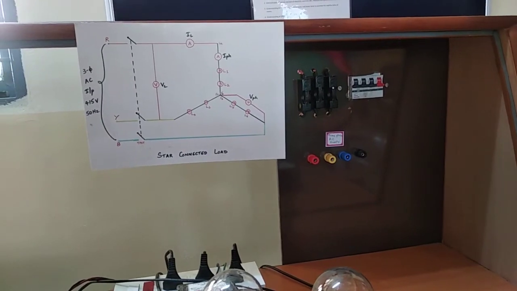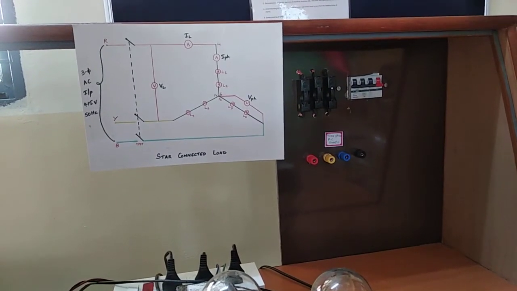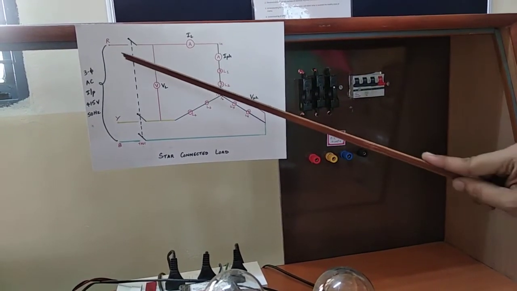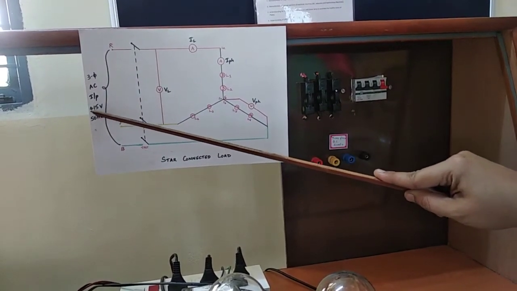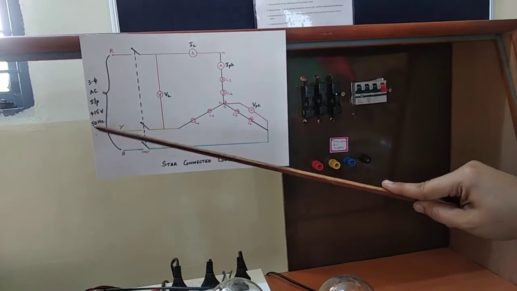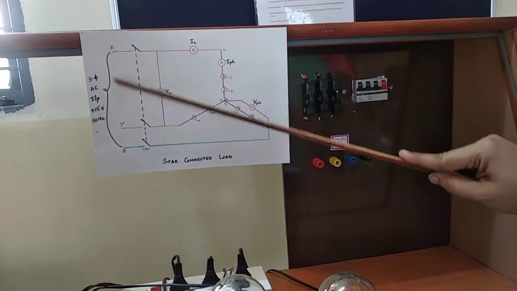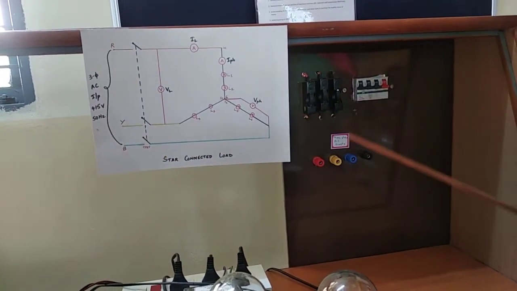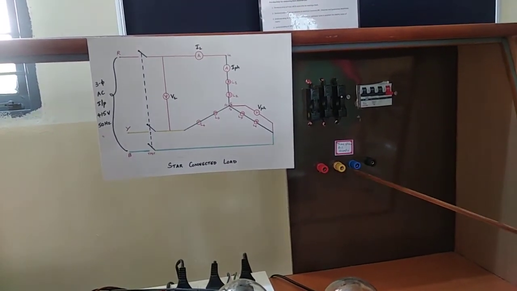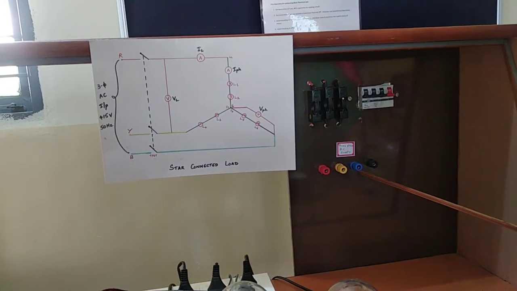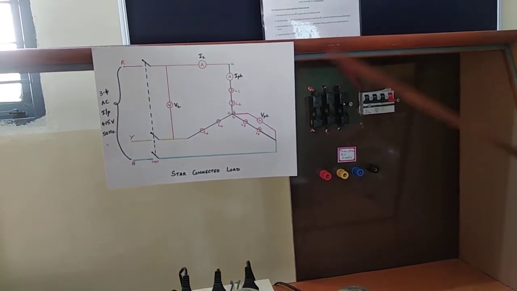Now let us learn how to conduct the experiment practically. As seen in the circuit diagram, the input is a 3-phase AC input supply with 415 volts, 50 hertz frequency. So these are the 3 terminals R, Y and B. So the terminals are indicated as R, Y and B. The color difference is indicated for the ease of our understanding.